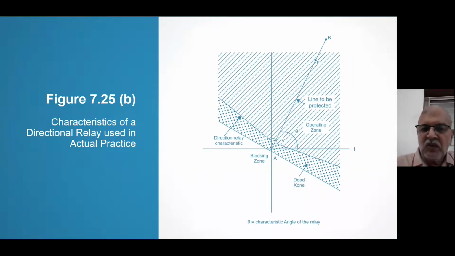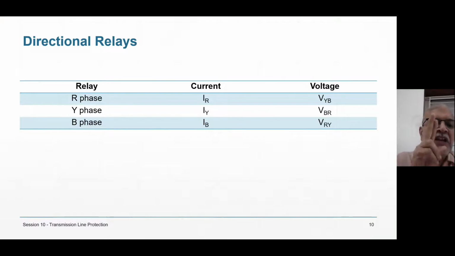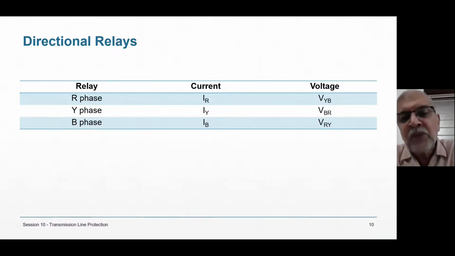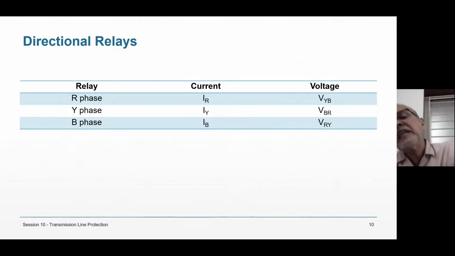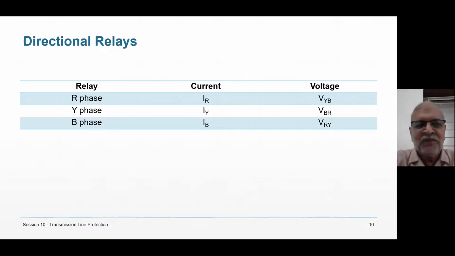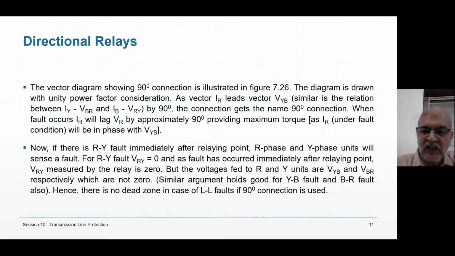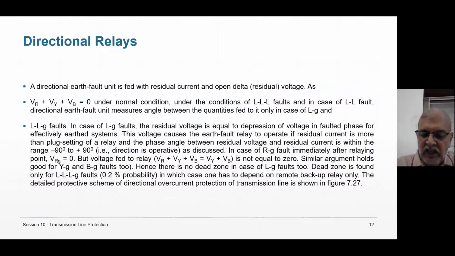What I do is, there are three relays. To the R phase relay, I feed IR and VYB. Current, I feed IR, and voltage, I feed VYB, the line voltage. Y phase, IY and VBR. B phase, IB and VRY. I feed this. So if you see this in a vector diagram, the diagram is shown.